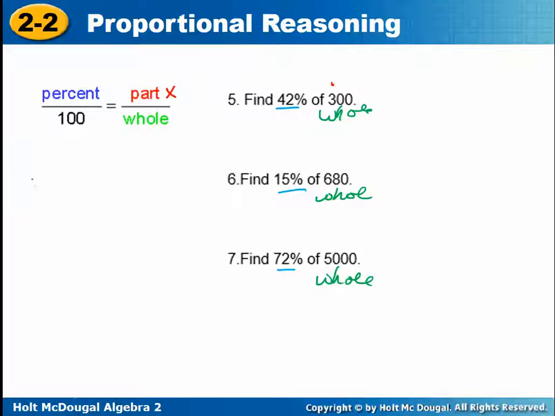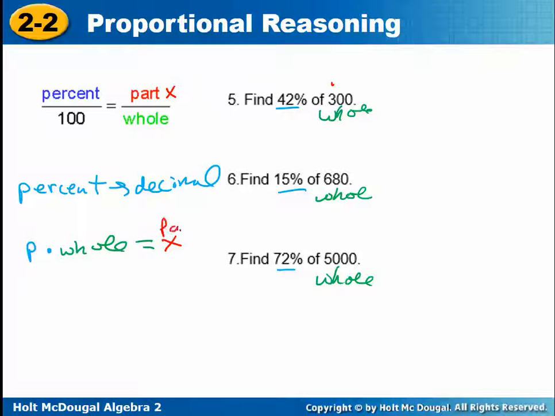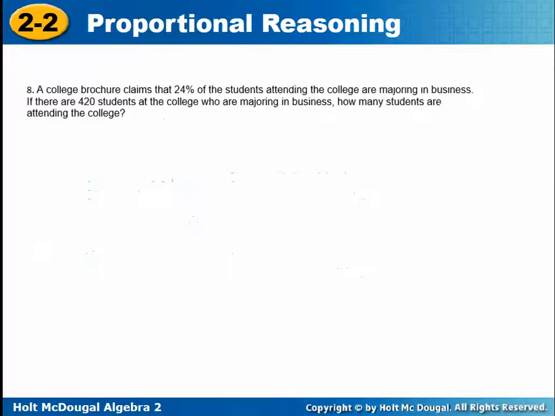Now remember, if you want to use the equation, you will take the percent as a decimal. Make sure you change it to a decimal. And then you will take that, so the percent times the whole, will be equal to the part, which is what we're looking for in each of these. So that'll be pretty simple. You can either use the equation or the proportion.